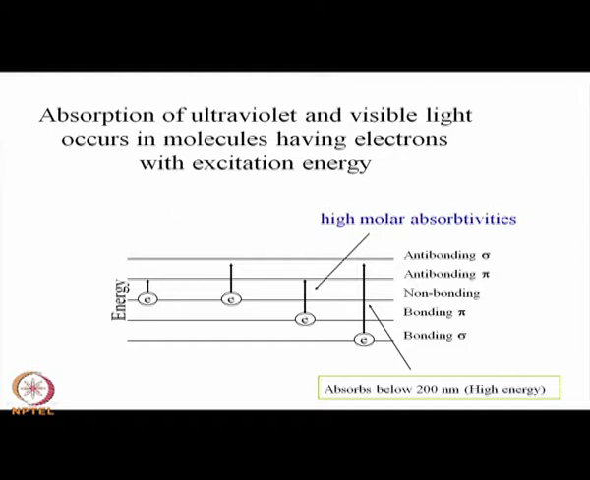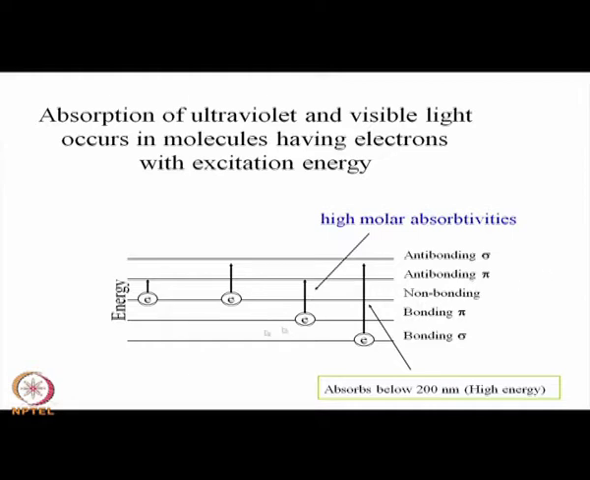Now, absorption of ultraviolet and visible light occurs in molecules that have electrons with low excitation energy. There is a little typo here, it should be with low excitation energy. If the excitation energy is high, then it will be in a further higher energy level. If we think of the energy of electrons in various levels, the bonding sigma electrons are deep seated. Then bonding pi is a little above the bonding sigma. Then there are the non-bonding levels. The transition from bonding to anti-bonding is a huge gap, and it is also widely separated here. So this gap is very high, and it basically absorbs below 200 nanometers. Generally this is vacuum ultraviolet.